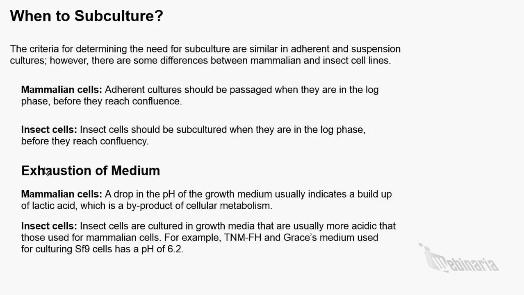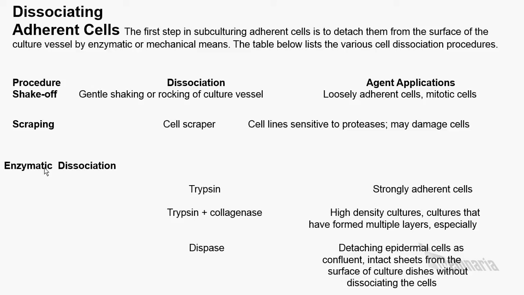In the case of insect cells, they are cultured in growth media that are usually more acidic than those used for mammalian cells. For example, Grace's medium used for culturing Sf9 cells has a pH of 6.2. Unlike mammalian cell culture, the pH rises gradually as the insect cells grow, but usually does not exceed pH 6.4. However, as with mammalian cells, the pH of growth medium will start falling when insect cells reach higher densities.